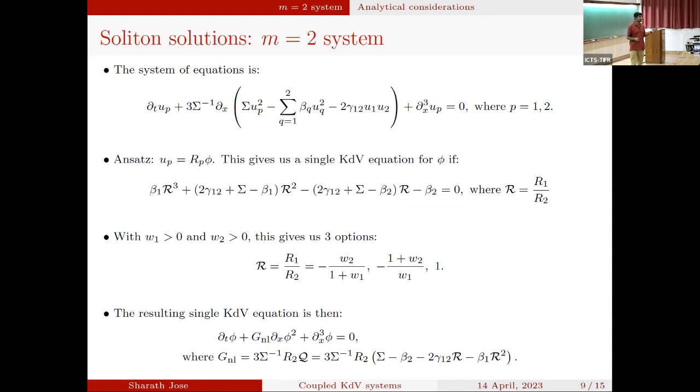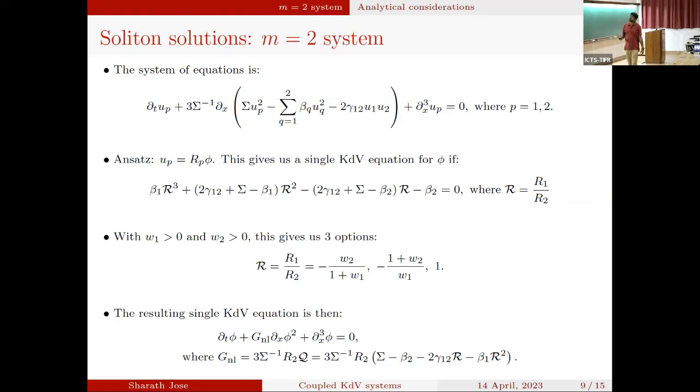Now, so far I've spoken about some conservation laws, showing that it's actually a physically relevant system that emerges out of the nonlinear Schrodinger equation, and it's not something cooked up. Now we'll try to discuss some solutions. We take the simplest possible coupled KdV system, which is basically M equal to 2. The set of equations is here.